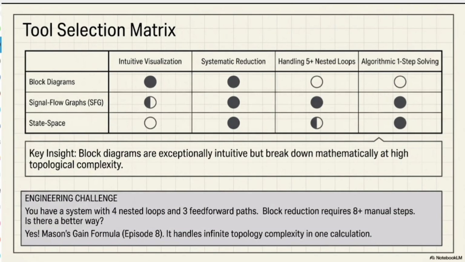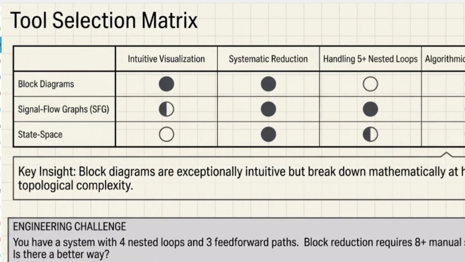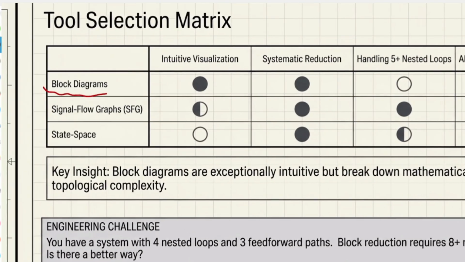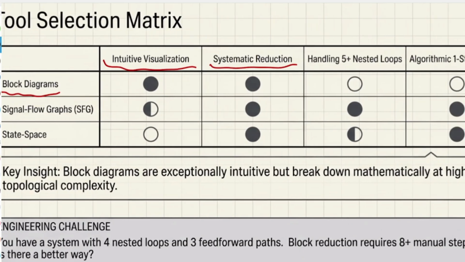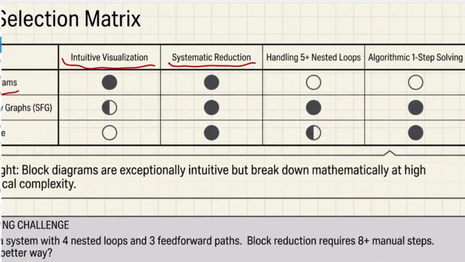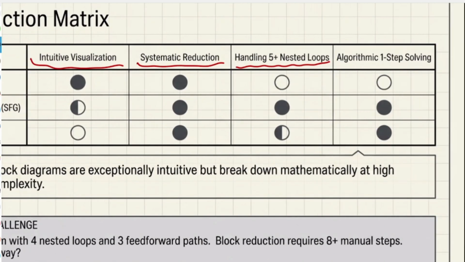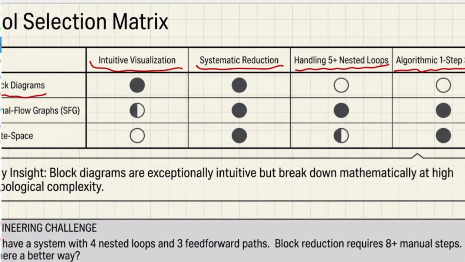So at the end of the day, I have the tool selection metrics, and based on your usage, you can see which one of those methods you have to consider for your work. As you can see, the block diagram has an intuitive visualization. We have systematic reduction we can use, but it cannot handle nested loops. If your loops get higher in number, the calculation becomes very complicated, so it's not a proper method for that. And algorithmic one-step solving is not going to be proper for that either.